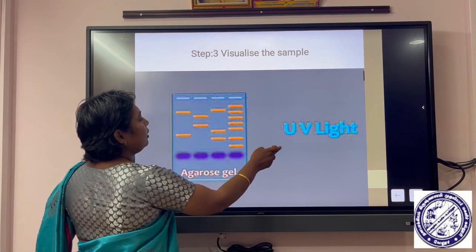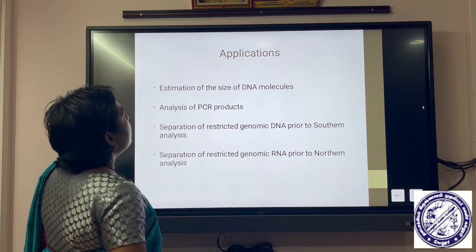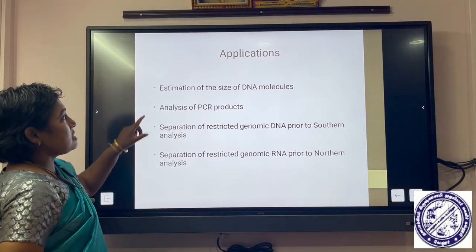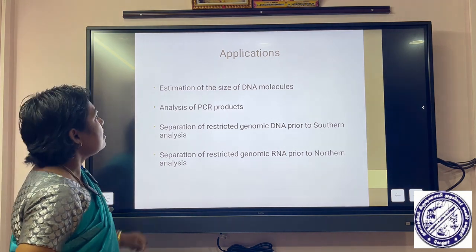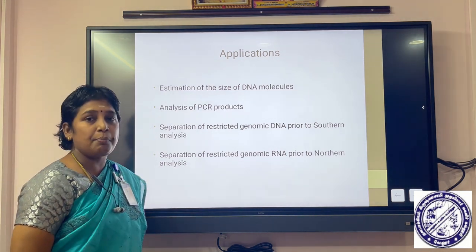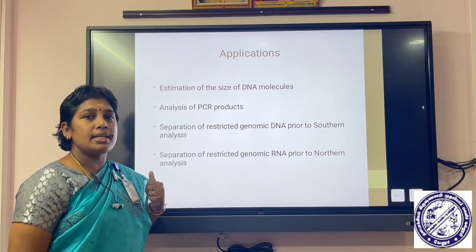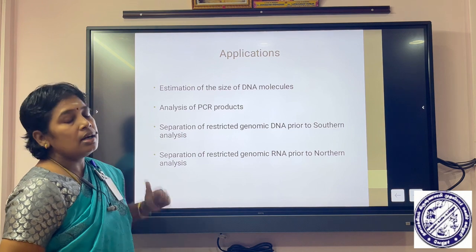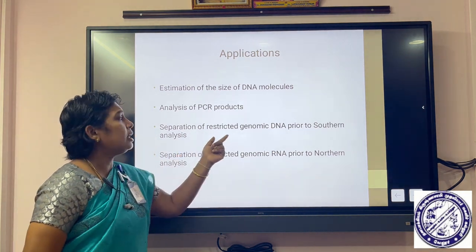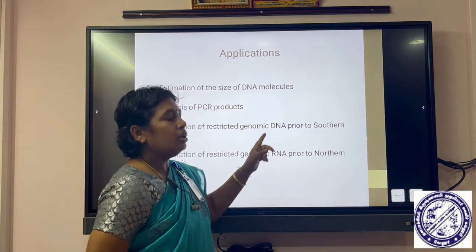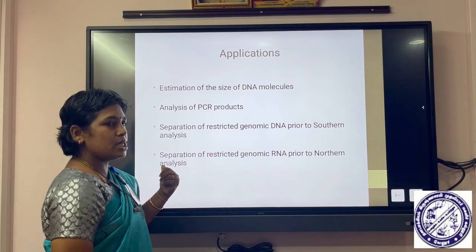Now let us see the applications of agarose gel electrophoresis. As you know very well, this is used to estimate the size of DNA molecules, and it is also used for the analysis of PCR products, especially during fingerprinting, and even for molecular genetics diagnosis. It is also used for separation of restricted genomic DNA as well as RNA with the help of Southern analysis and Northern analysis respectively.